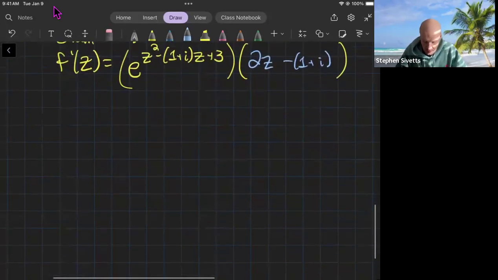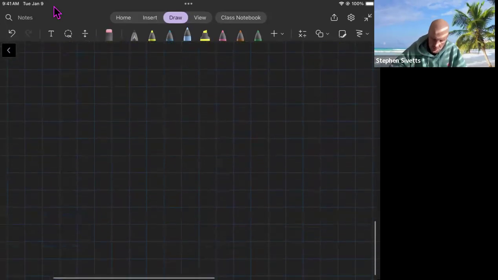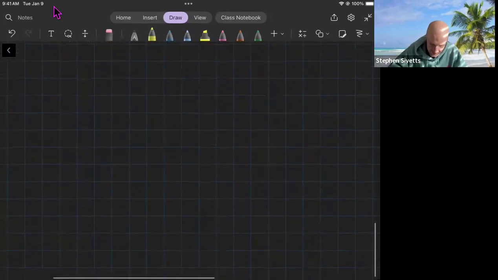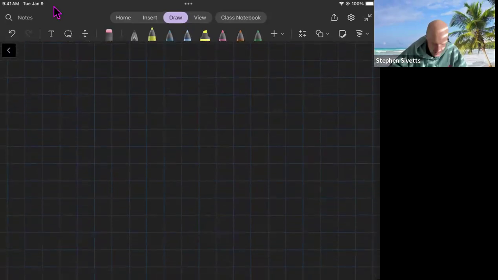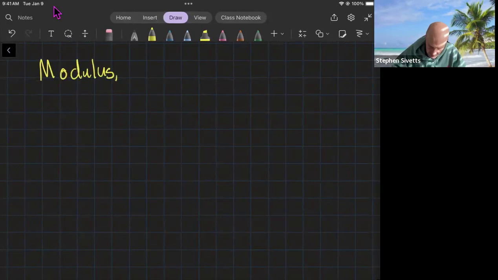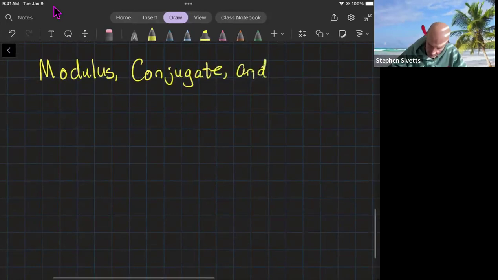All right, so good review for derivatives. Next, I want to talk about the modulus, the conjugate, and the argument.